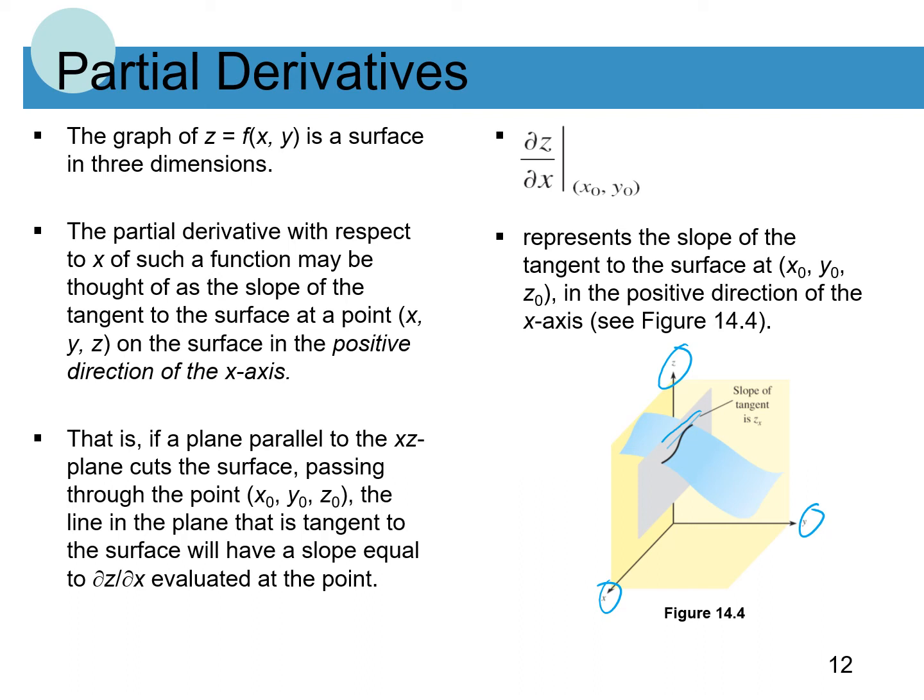Okay. Therefore, if a plane parallel to the xz plane cuts the surface passing through this point, then the line in the plane that is tangent to the surface will have a slope equal to dz over dx evaluated at the point. This dz over dx at x null, y null represents the slope of the tangent to the surface at x null, y null, z null in the positive direction of the x-axis.